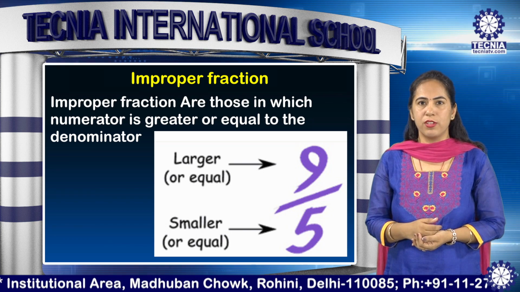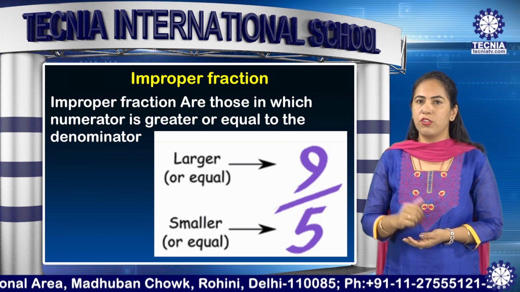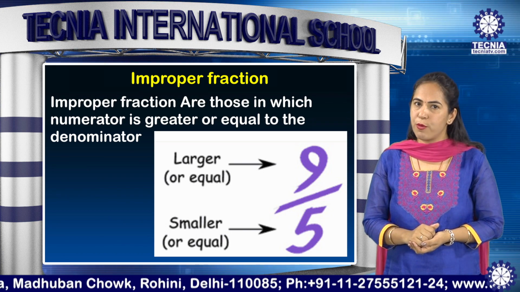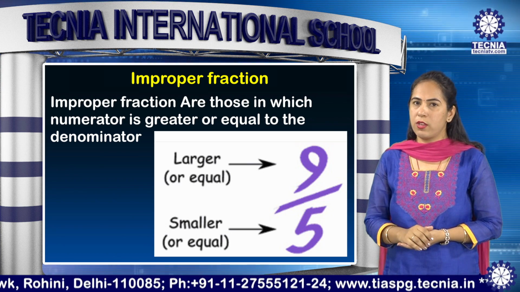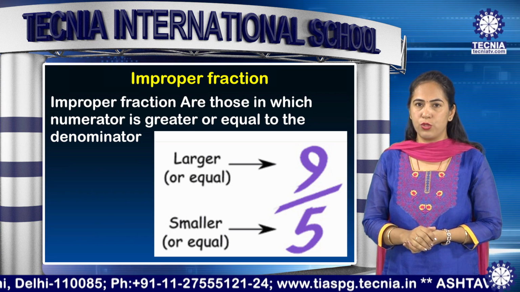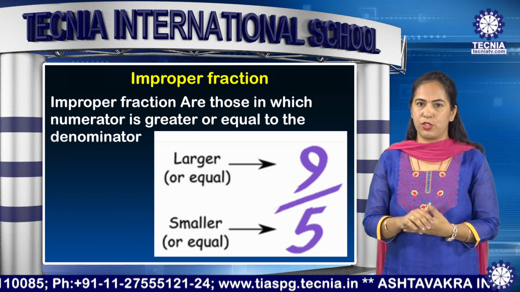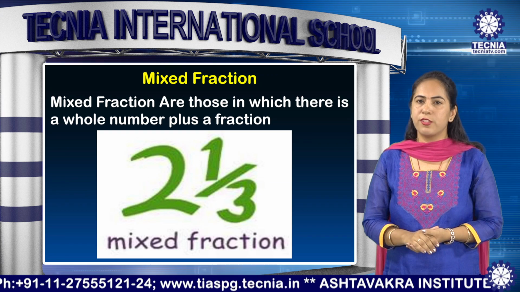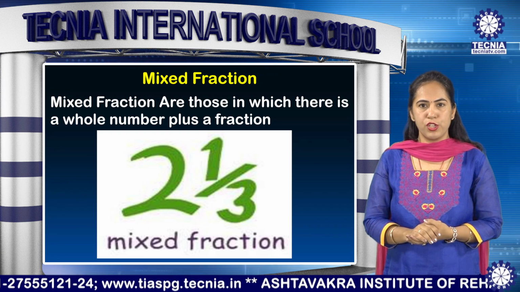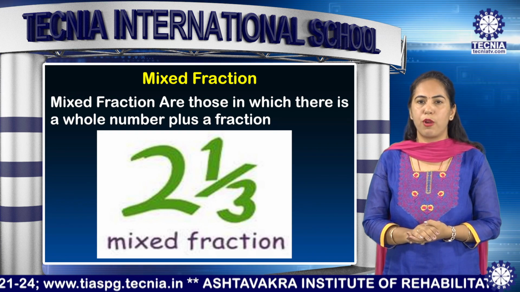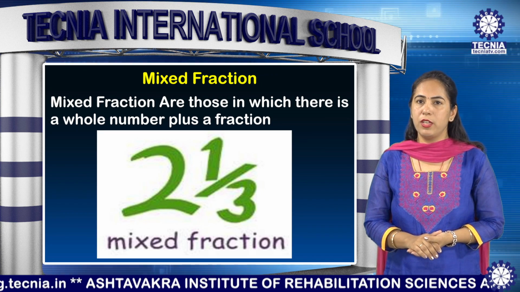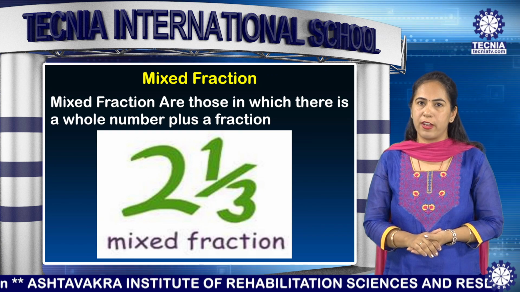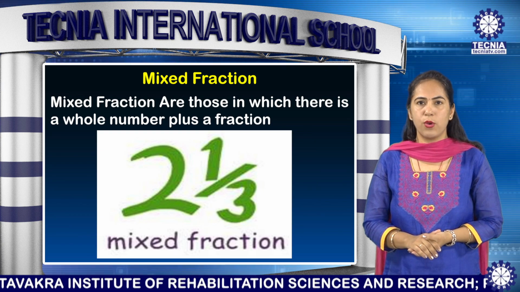In this fraction, the numerator is greater than the denominator. This is an improper fraction. Hence, improper fractions are those fractions where the numerator is either equal to or greater than the denominator. Mixed fraction. You can define a mixed fraction as a combination of a whole number and a proper fraction. For example, 2 1/2, 3 2/3, 4 1/5, 6 2/7 and so on.